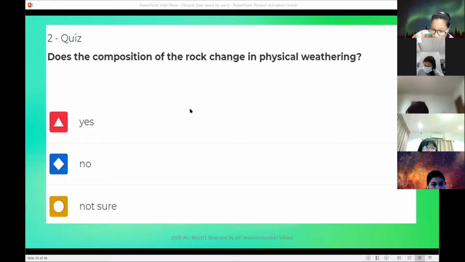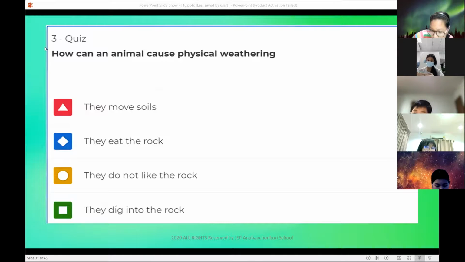So the correct answer here is no. As what I have explained earlier, physical change will not have an impact on the composition of the substance. It's like a paper cut into two. It is still a paper. Okay? So number 3, how can an animal cause physical weathering?